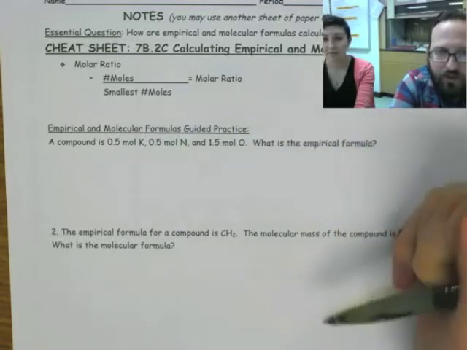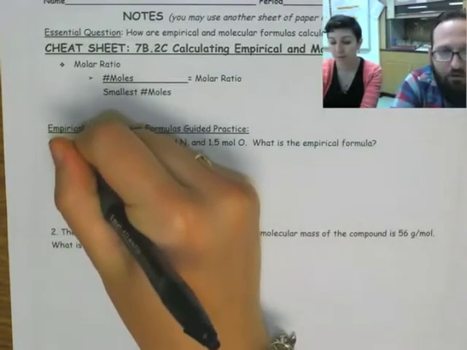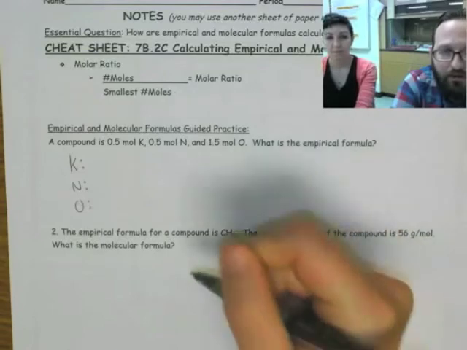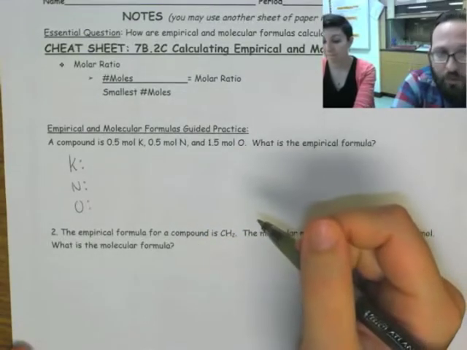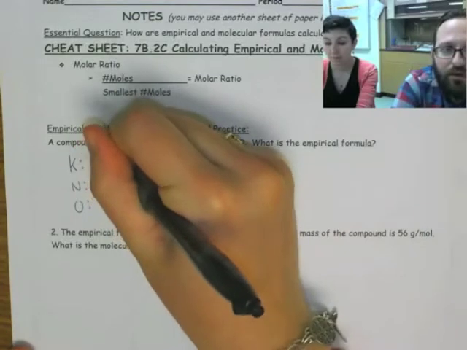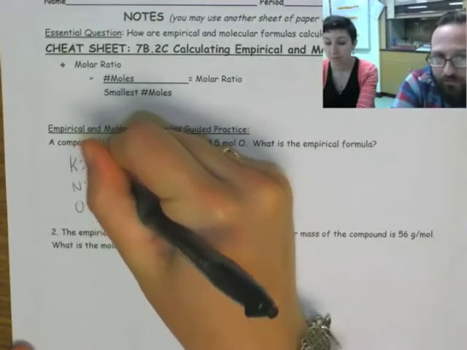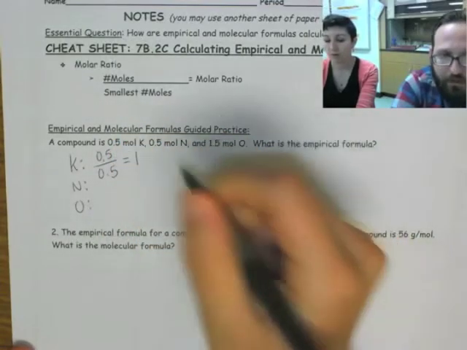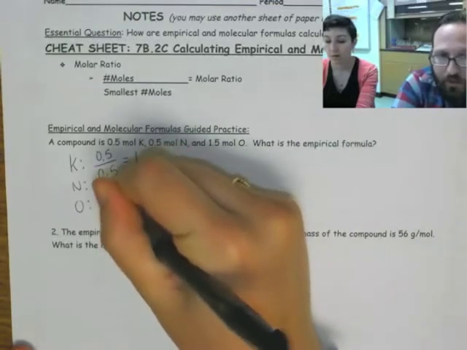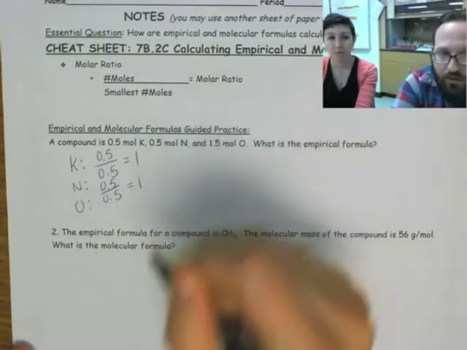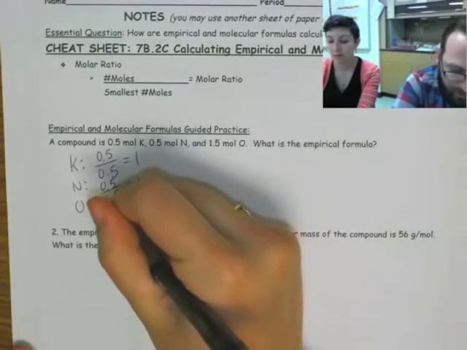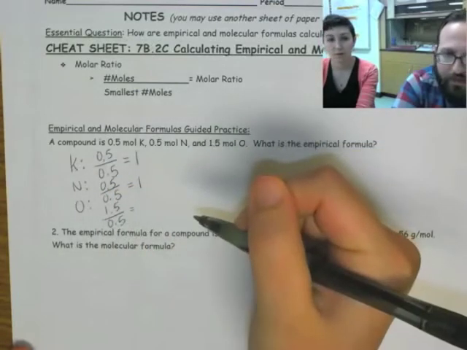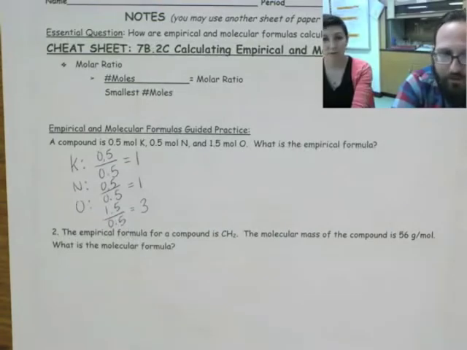So we've got to find our ratio of K, our ratio of N, and our ratio of O by taking the given moles of each. K is 0.5, and we're going to divide it by the smallest amount, which is 0.5. Whenever we divide anything by itself, that's just 1. N is the same thing: 0.5 divided by 0.5 is also 1. Now oxygen is 1.5 divided by 0.5, and if you plug that in your calculator, you'll get 3. Okay, so those are my ratios.